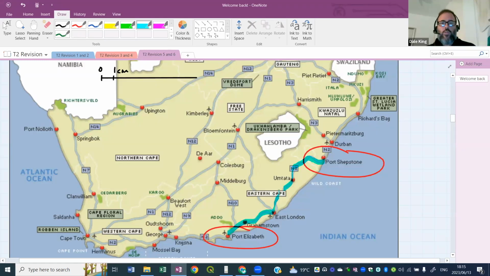So who can name 2 towns? You can put it in chat if you want. Who can name 2 towns that you will pass if you're going from Port Shepstone to Port Elizabeth? You just look at the map and name 2 towns that you go through to get from Port Shepstone to Port Elizabeth. All right, Mthatha's 1. Very good. Well done, Viela. Mthatha's 1. East London is another one. And then right there at the bottom.